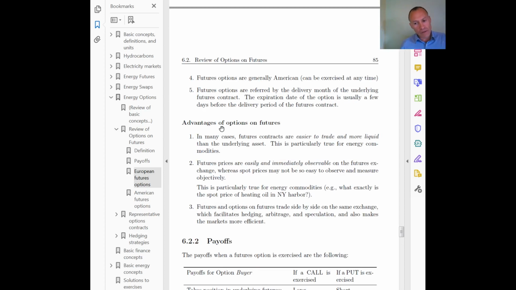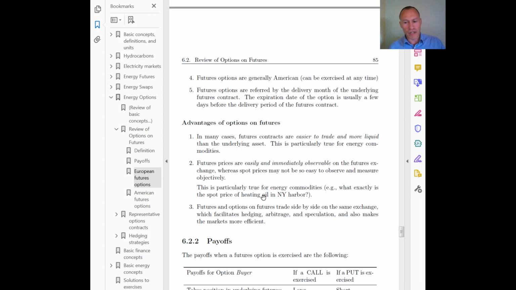But why are the options on futures the more common? Because they have these advantages that you have here. If you think about energy, the assets in energy are not the same as stock, for example. If you think about the stock, it is very clear. If I ask you what is the price of a share of Microsoft, you know exactly what is the price. But if I ask you what is the price of heating oil in New York Harbor, that's a little bit trickier. I mean, you don't know exactly where to get this price.